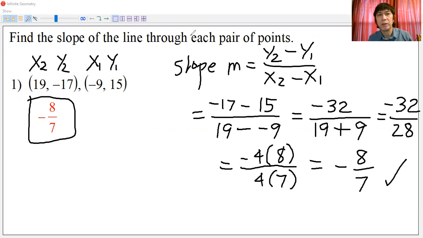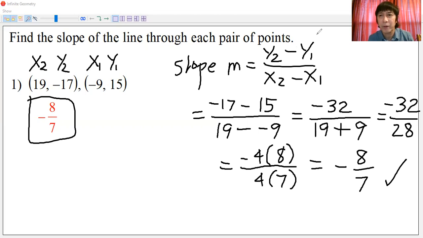Now, what if you have interchanged? So for example, let's say you have chosen this as your x2 and y2, the -9 and the 15. Let's do some different way of doing it. All right, let's clear the board. And we will remember that we used first x2, y2, the 19 and -17. This time we're going to interchange the labels and see if we will get the same answer.